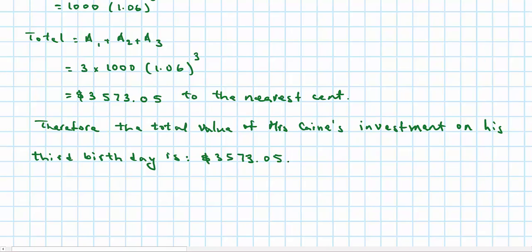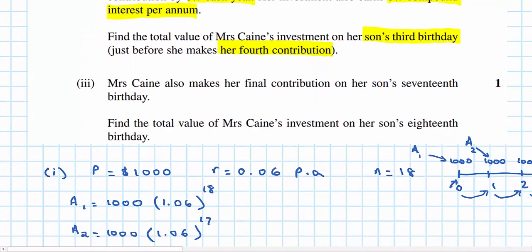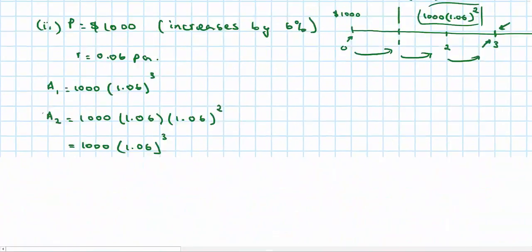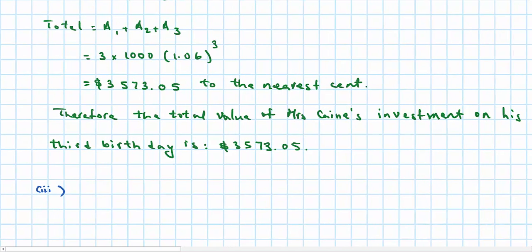So now we need to go to the last part, which is Mrs. Kane also makes her final contribution on her son's 17th. Find the total value of Mrs. Kane's investment on her son's 18th birthday. So no investment being made on the 18th birthday. Just like before, now that considering this is only worth 1 mark, all we need to make sure we do is we get the number of terms right.